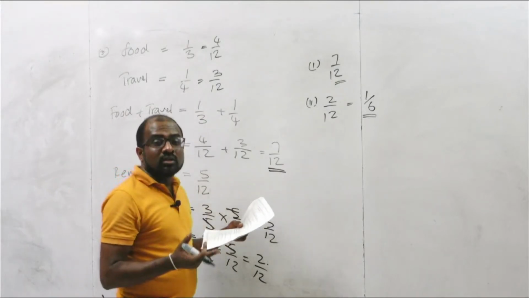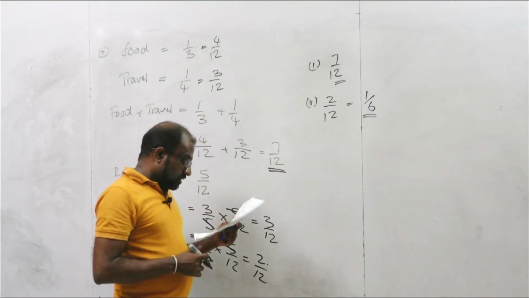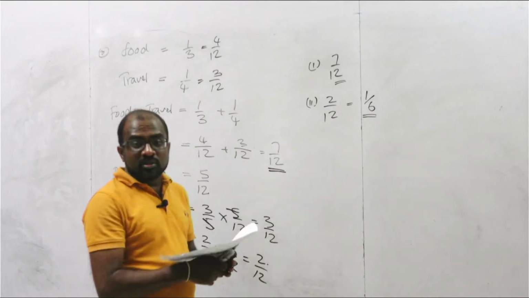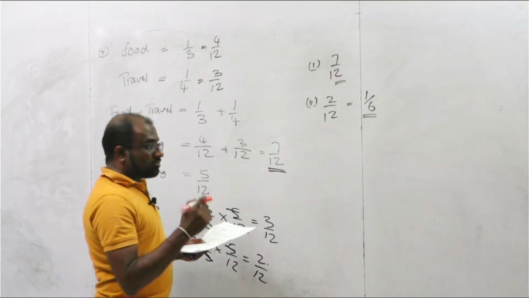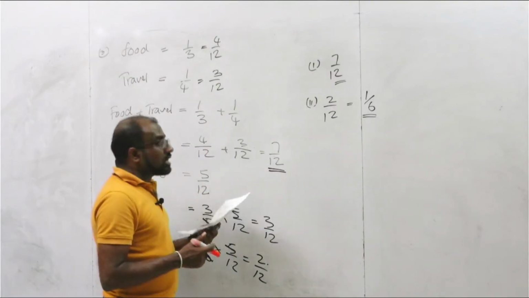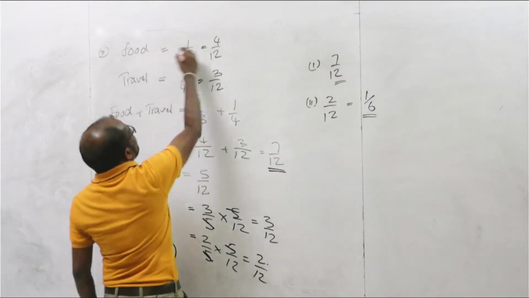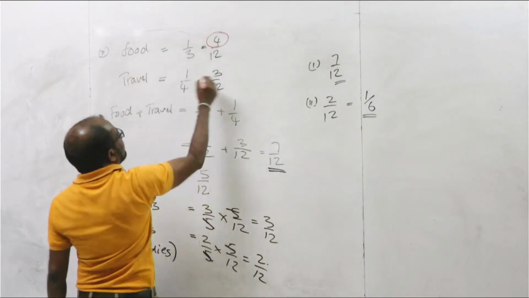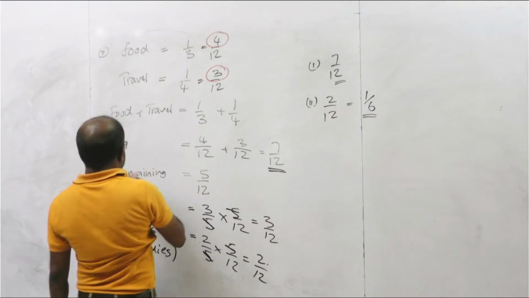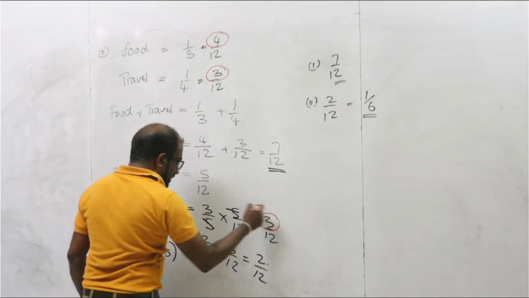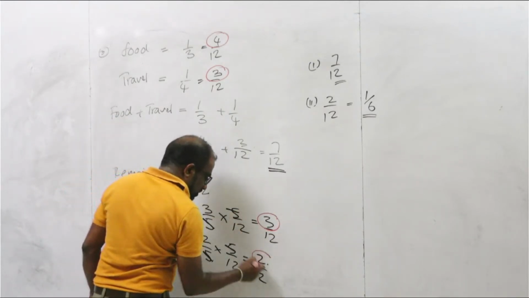If we apply ratio, to apply ratio we need to define the numbers, not the fractions. What are the numbers? Food 4, traveling 3. Then parents 3. Remaining, studies 2.